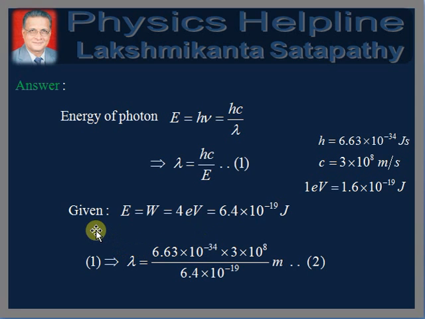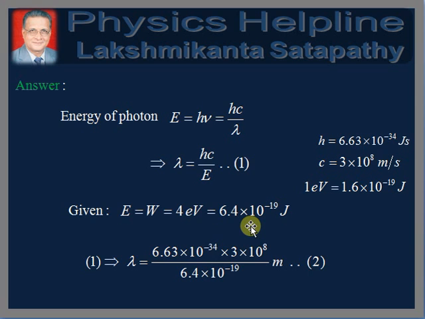It is given in the question that work function of the material is 4 electron volts. Therefore, the minimum energy of the photon should be equal to the work function. So we can write E is equal to W is equal to 4 electron volts, which is equal to, converting into joules, 1.6 into 10 to the power minus 19 multiplied by 4 gives us 6.4 into 10 to the power minus 19 joules.